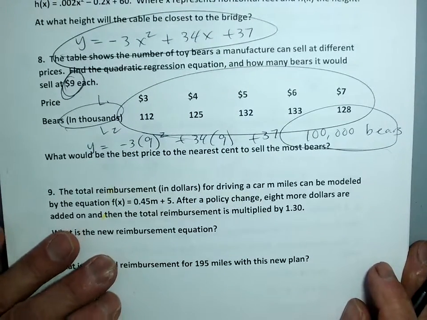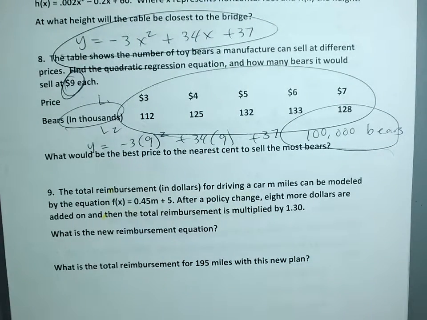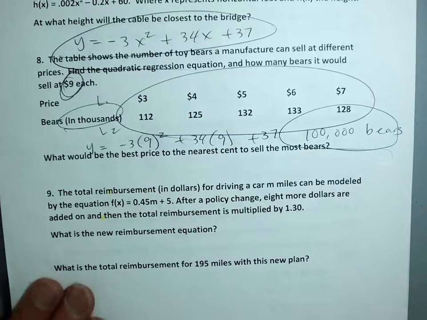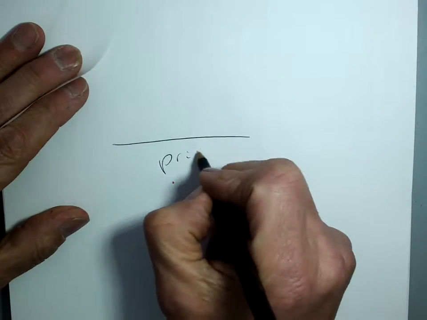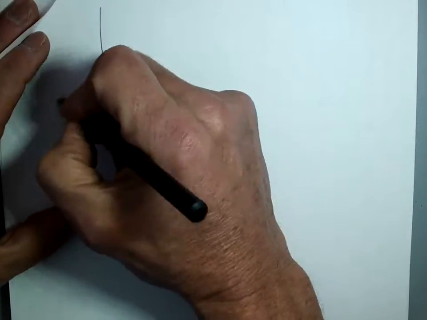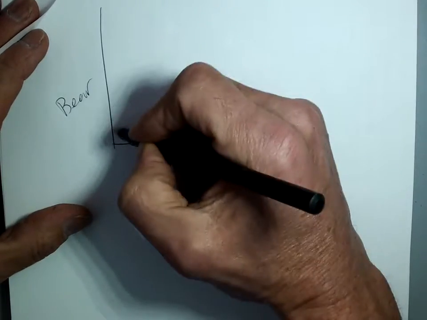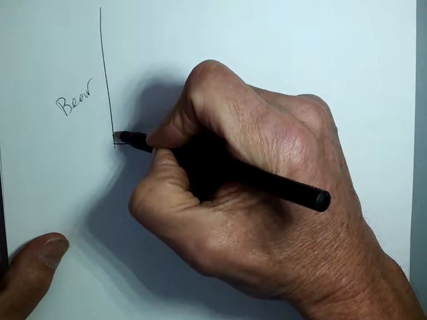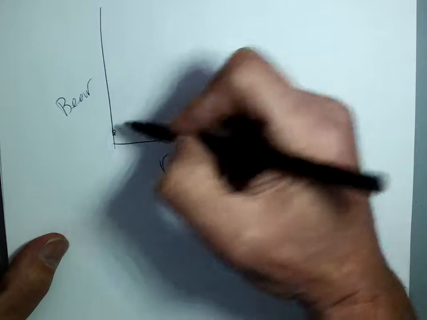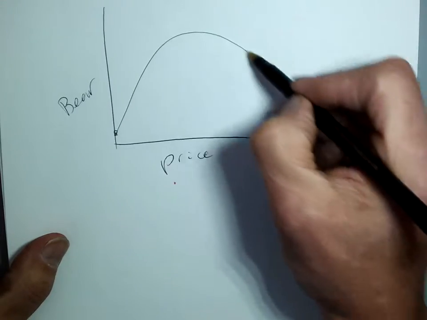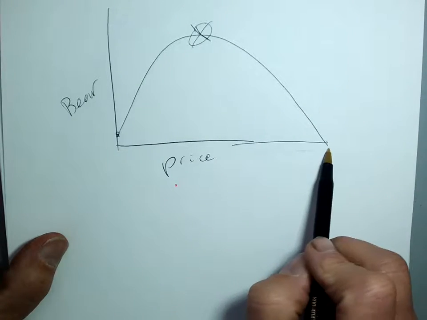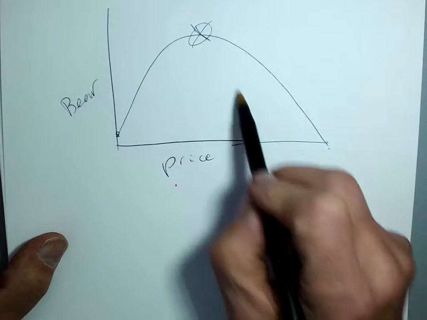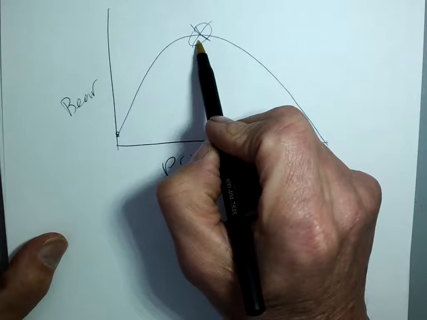Now, what would be the best price? The best price would be like the vertex. Think about this as a curve. If I could draw a picture, you've got your price and you've got your bears. Super cheap price, we'll sell a lot of bears, but we won't make any money. So somewhere around here is the best price. Super expensive price, again, we won't sell very many bears. So again, it's a vertex, isn't it?